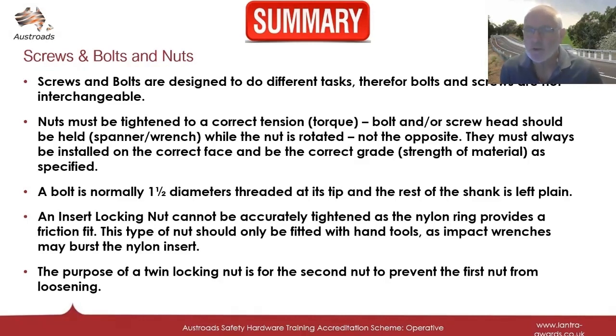A bolt is normally 1.5 diameter thread at its tip, and the rest is shank, which is left plain. An insert locking nut cannot be accurately tightened as the nylon ring provides a friction fit. This type of nut should only be fitted with hand tools, as impact wrenches may burst the nylon insert. The purpose of a twin locking nut is for the second nut to prevent the first nut from loosening.